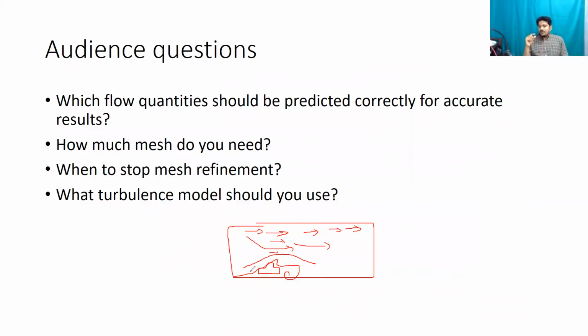Now, if you want to capture quantities correctly, if you want to capture the velocity profile correctly, then you need more computational mesh. If you don't have that computational mesh, then what's going to happen is your shear stress is going to be wrong. And if your shear stress is wrong, your drag coefficient prediction will be absolutely wrong, right? So that is where another question comes. Well, how much mesh do you need? How can I determine this? Any ideas?